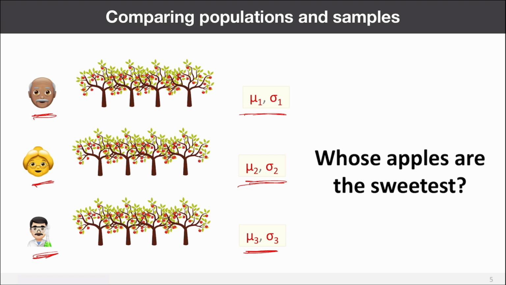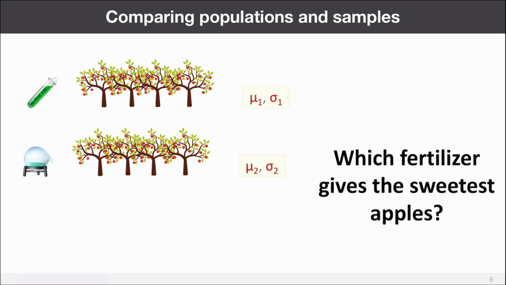And the task is to compare these parameters, to compare, for example, average sugar content by taking a sample. So we never know the true parameters. We take 3 samples from 3 different populations, and we'd like to find out how likely these populations are similar or different.